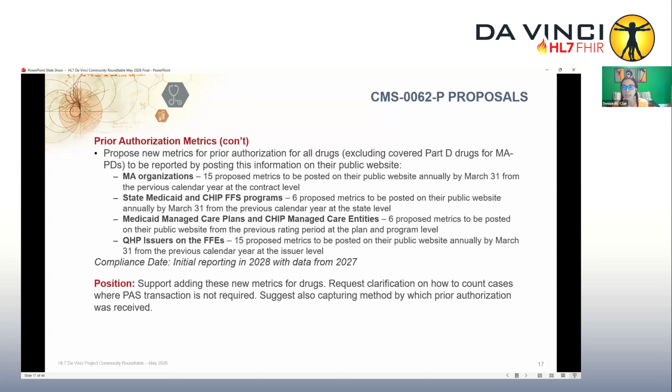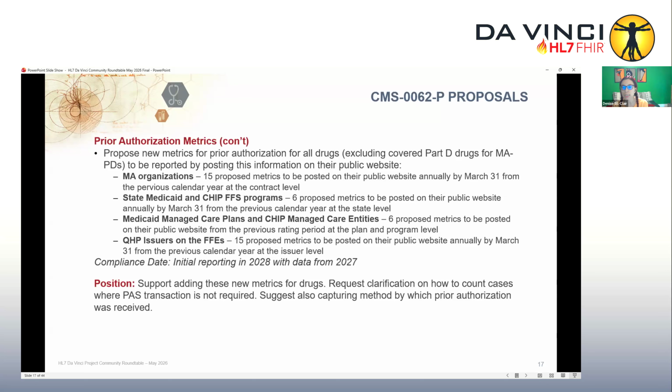They do request clarification on how to count cases where prior authorization transactions aren't required. And this is true for both the new metrics under 0057 and the new metrics for prior authorization for all drugs, because one of the values of adding the FHIR-based APIs would be to not always need a prior authorization transaction. Using CRD or DTR, you discover that enough information has been shared to give you the okay to move forward or to indicate you don't need the prior authorization. So can we capture the value and the burden reduction of those actions?